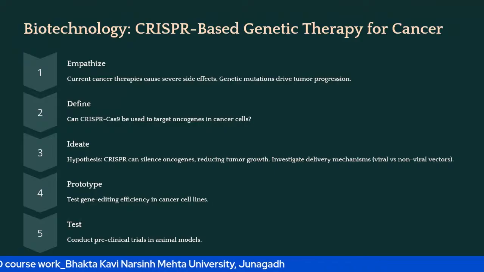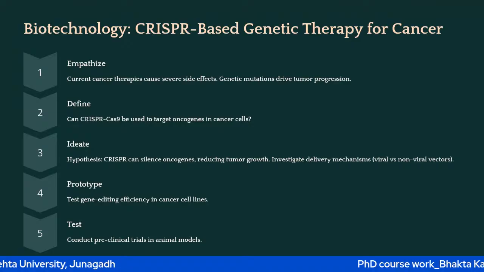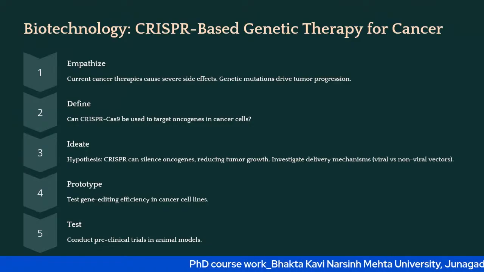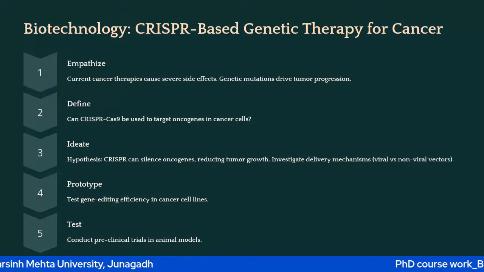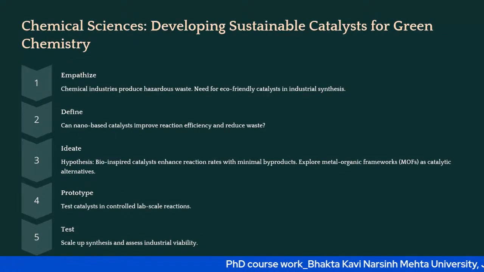After that, the next part is known as the ideate. In the case of the ideate, what will happen? You have to go for the hypothesis that CRISPR can silence the oncogene, that can reduce the tumor, and other things like that. So you can create four or five different ideas. From that, you can create the prototype, and then go for the test studies of that, right? So this is a simple example of that.